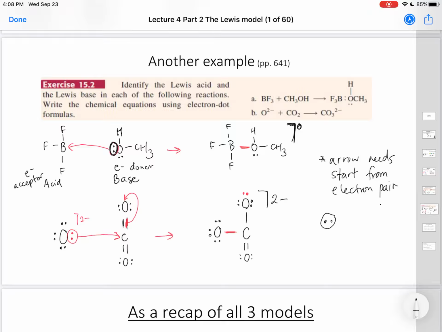Oftentimes I will circle them to show you that these are the ones that are moving, or if you have a bond, those are electron pairs that are moving. But it always needs to start from an electron pair and end on an electron-poor atom. So your arrow should end on an electron-poor atom, either something that doesn't have a full octet or something that is positively charged. Your arrow should either end at something that is electron poor, like boron, for example, or something that is positively charged, like Al3 plus, silver plus, etc.